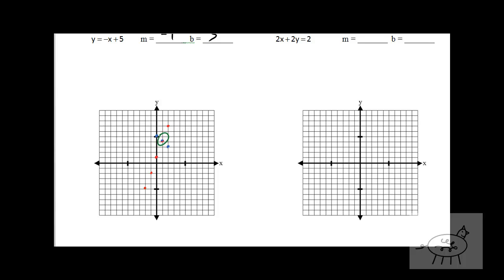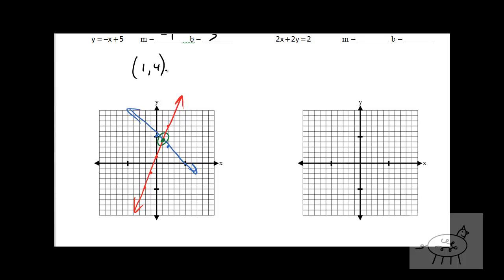Okay, so if I fill in the line now, just to actually give you the graph. Okay, that's that one, and here is this equation, and then that green point that I circled right here, that was the solution. And so that is 1 comma 4 is the solution.